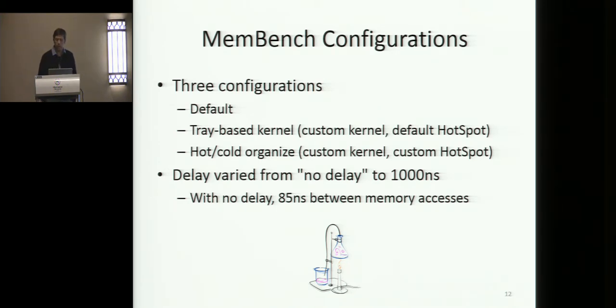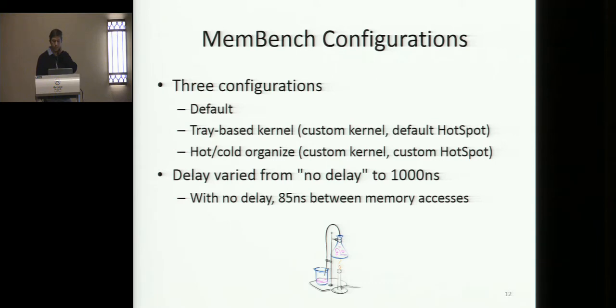And for our hot-cold organized configuration, we use our custom kernel with our custom HotSpot configuration that allocates the set of live objects into distinct hot and cold regions. So in this configuration, objects of the cold object type are always assigned to the cold space, and all the other objects are assigned to the hot space. And we use the Linux kernel framework to tell the operating system to co-locate objects in the hot space onto a single DIMM.